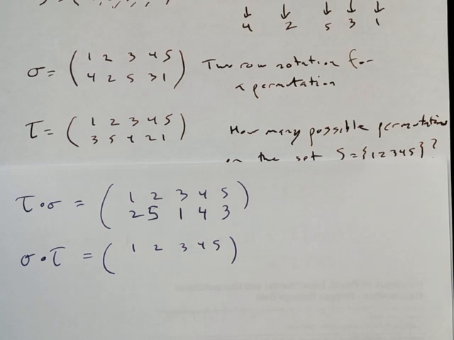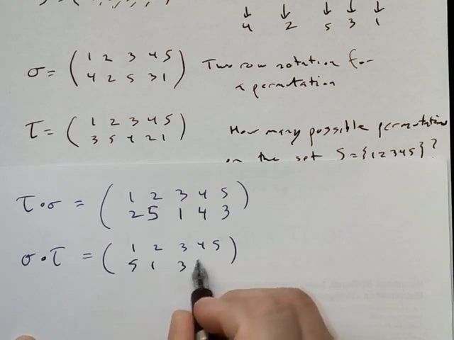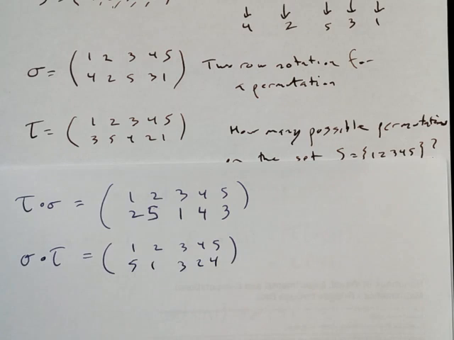Five, 1, 3, 2, 4. That's what I have as well. Perfect. Wonderful. I love it. If we think of this operation as a multiplication, not appealing.